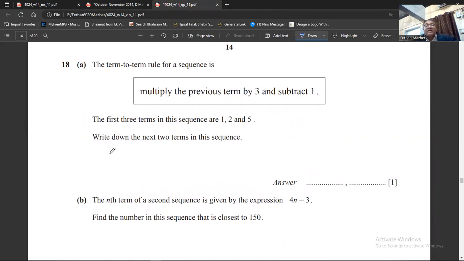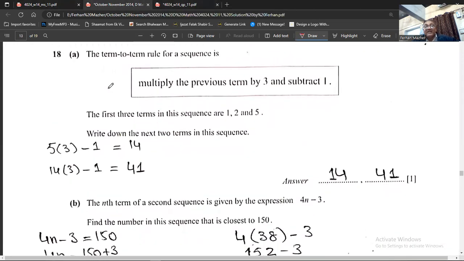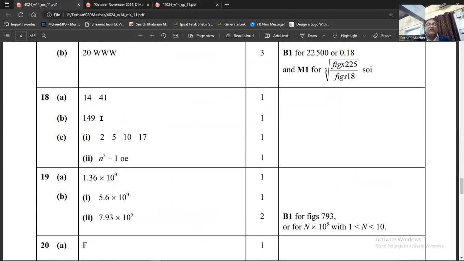So I will take 5, I will multiply it with 3, and I will subtract 1 from it. This is the rule they gave us. So 5 into 3 minus 1, that's 14. And then from here, the next term will be 14 into 3 minus 1. That will be 41. So the terms are 14 and 41. 14 and 41 is the right answer.